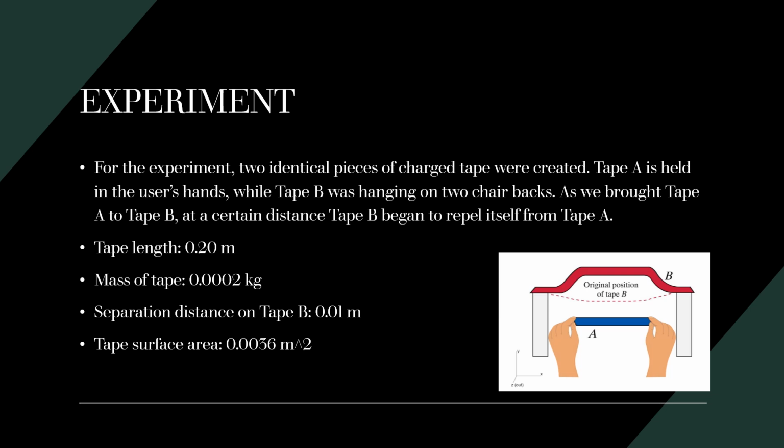Tape A is held in the user's hands while tape B is hanging on two chair backs. As we brought tape A to tape B, at a certain distance, tape B began to repel itself from tape A. And these were all my initial values, and the separate distance when tape B started to move was 0.01 meters apart.